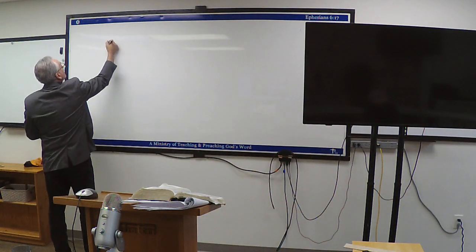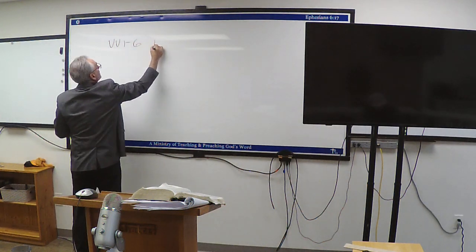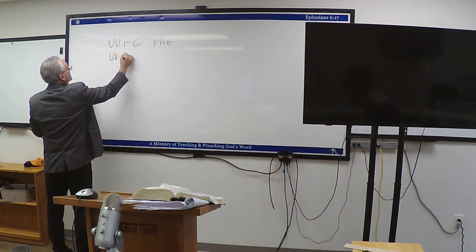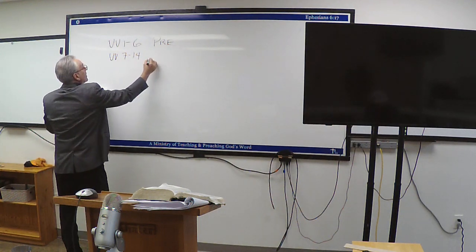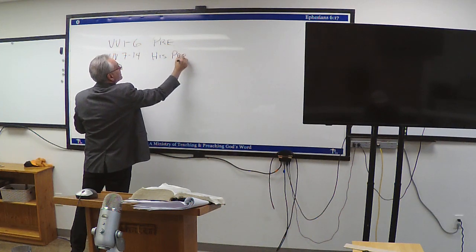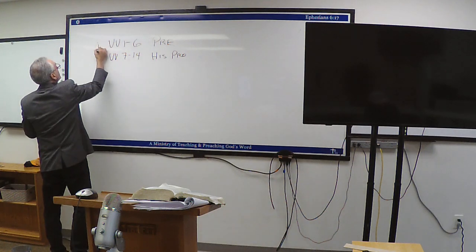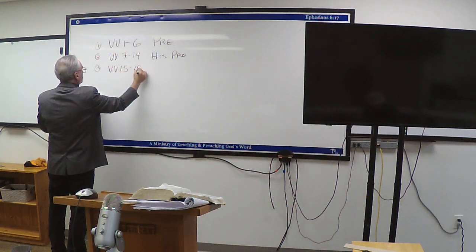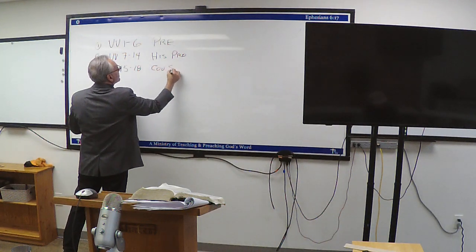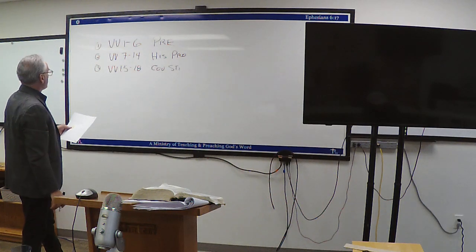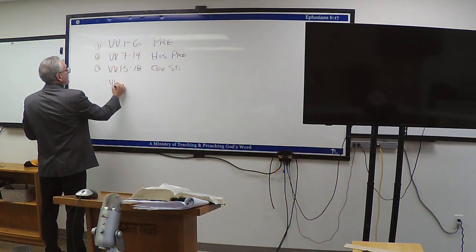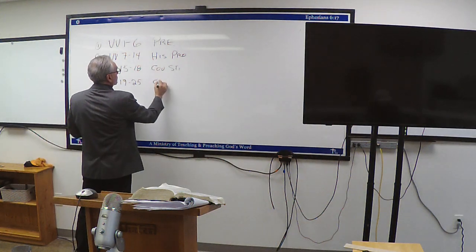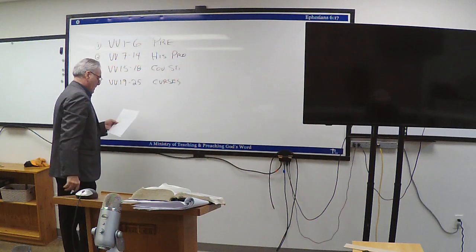So the pattern is this. In verses 1 to 6, you have the preamble. I'm going to write an abbreviation there. In verses 7 to 14, you have the historical prologue, exactly like the slide that I have. Number 1, number 2, number 3. In verses 15 to 18, you have the covenant stipulations. Number 4, verses 19 to 25, you have the curses for the covenant breakers.